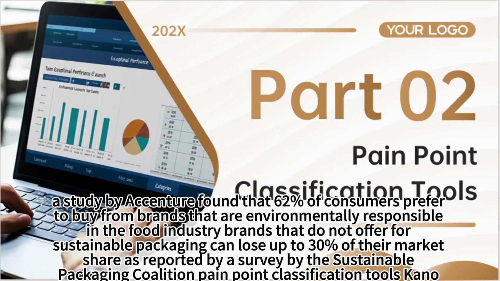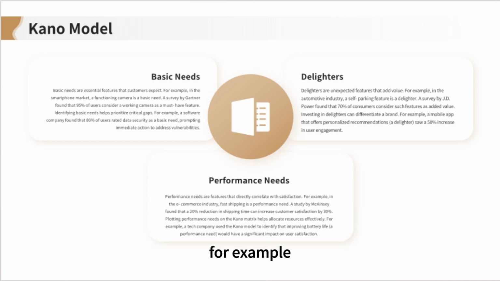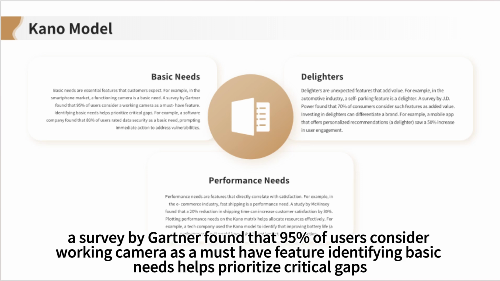Pain point classification tools. Kano model. Basic needs. Basic needs are essential features that customers expect. For example, in the smartphone market, a functioning camera is a basic need. A survey by Gartner found that 95% of users consider a working camera a must-have feature. Identifying basic needs helps prioritize critical gaps.